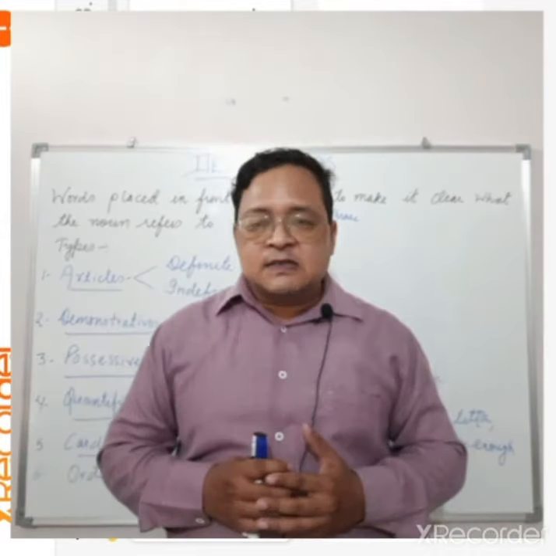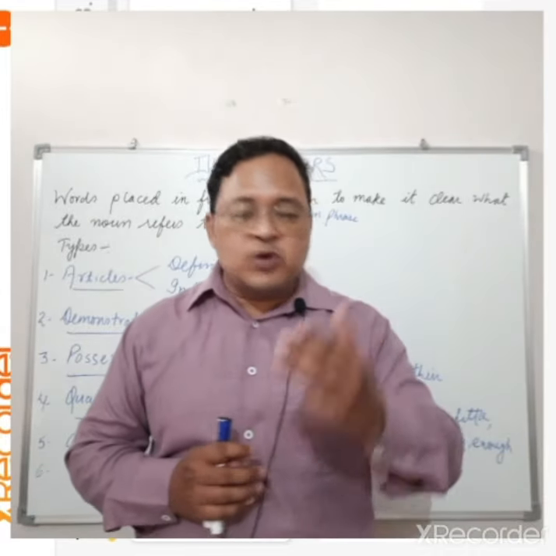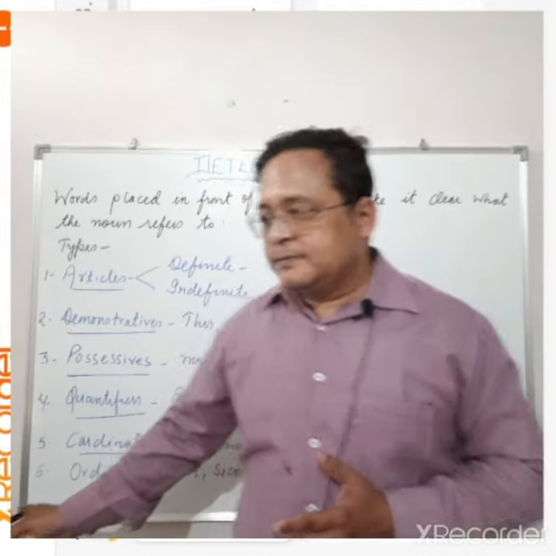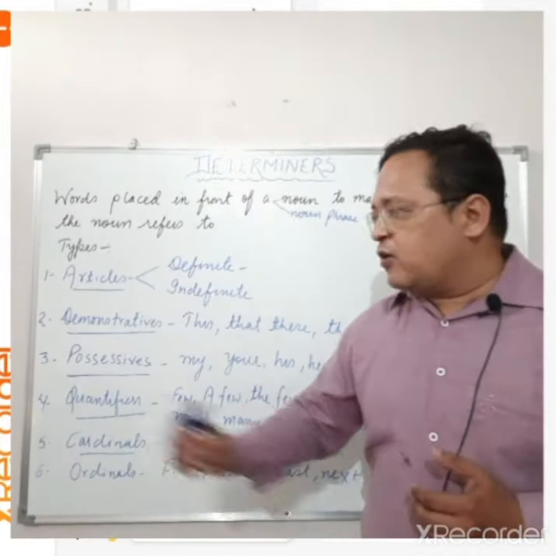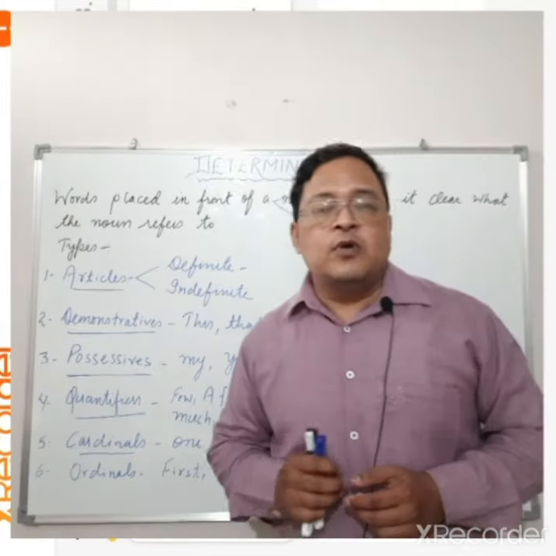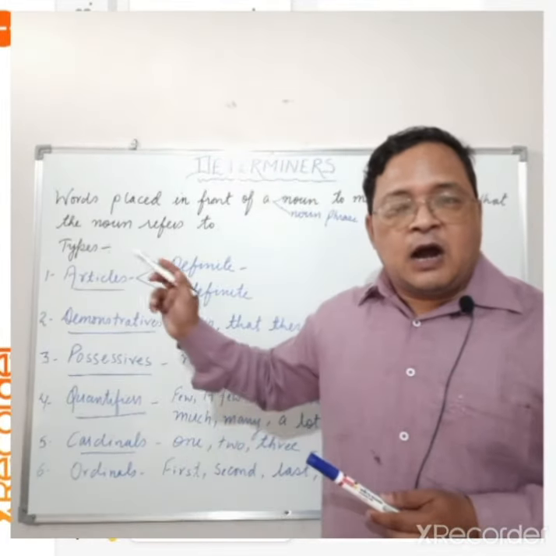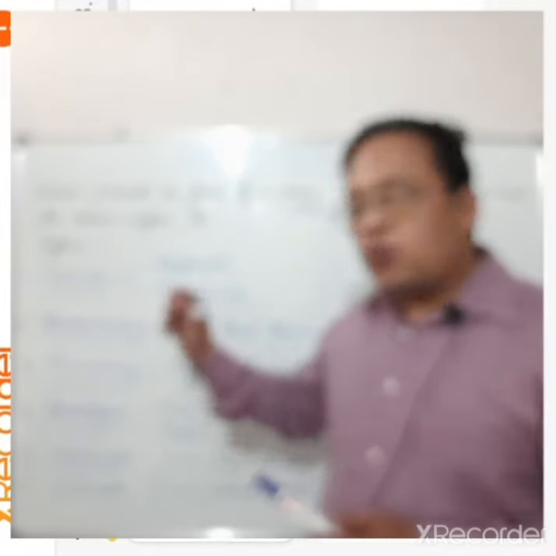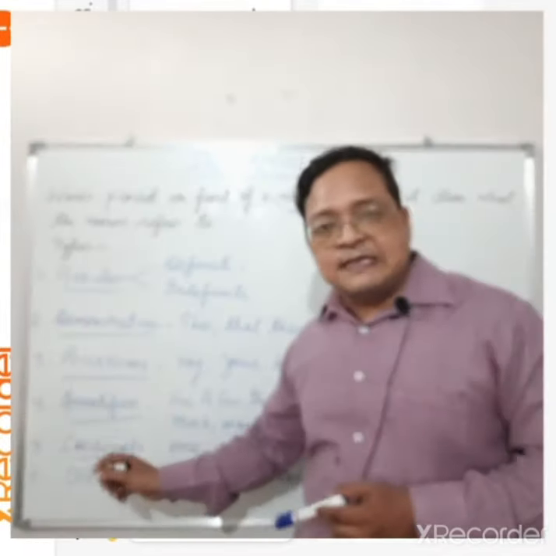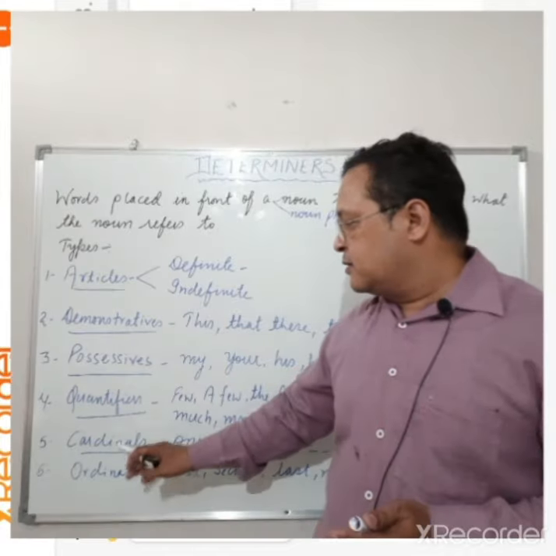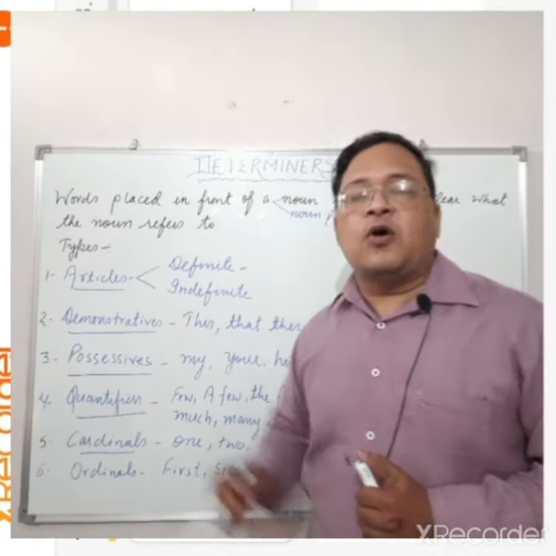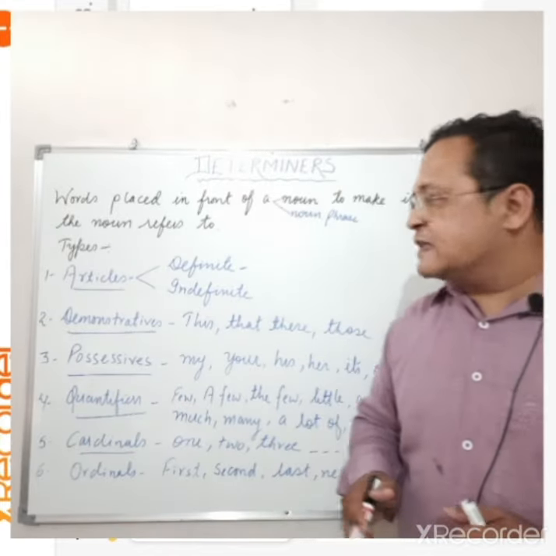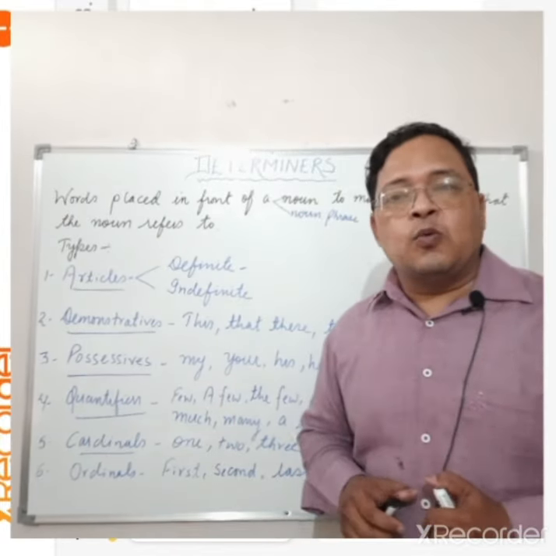Basically, the determiners are of four types. If we don't involve cardinals and ordinals, they are of four types: articles, demonstratives, quantifiers, possessives, and then cardinals and ordinals. So children, let's discuss these determiners one by one.